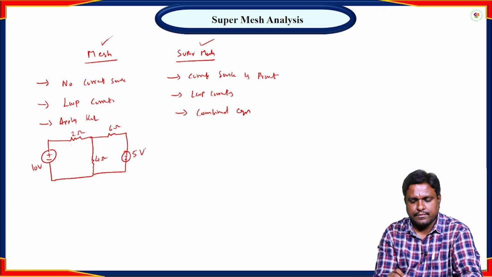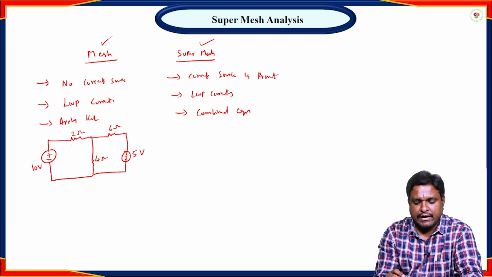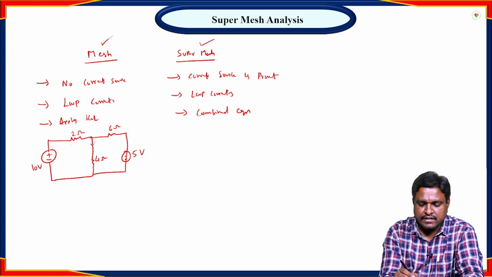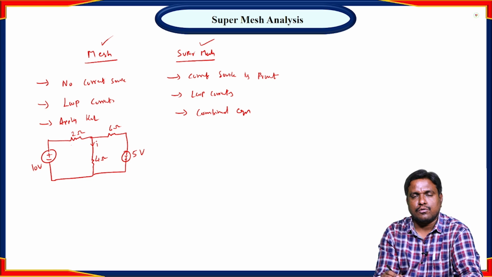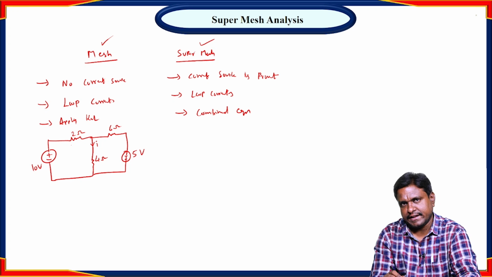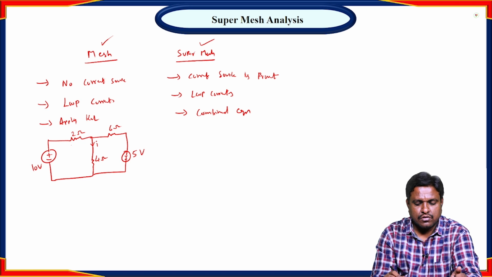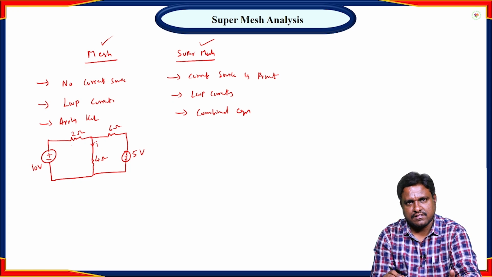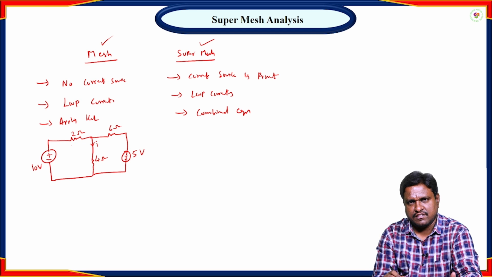So this is a circuit. The given question is, say we have to find the current passing through 4 ohms. That is the response we have to find for the given circuit. So we have to solve it by using the mesh analysis. Okay, so what is the procedure?